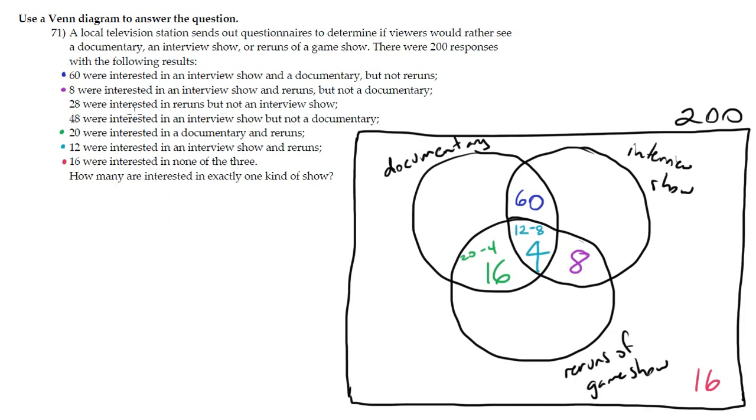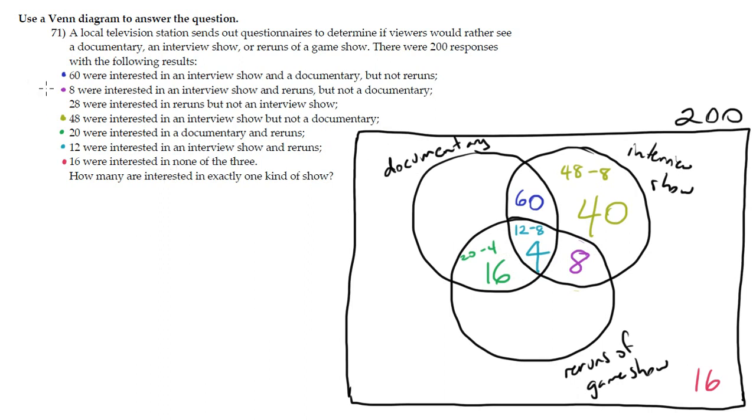48 were interested in an interview show, but not a documentary. See, this is the documentary. So here we have 48 people who are interested in an interview show, but not a documentary. But I already have these 8 in here. So 48 minus 8, that's 40. 40 people.